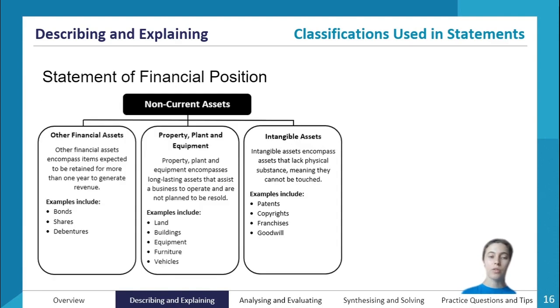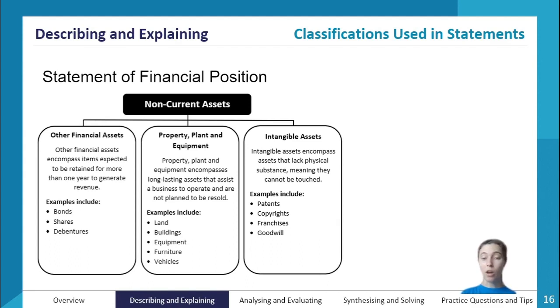So let's have a look at those three categories. We have other financial assets, which are items expected to be retained for more than 1 year to generate revenue. So bonds, shares, anything that is another investment that's going to generate revenue, hopefully. Property, plant, and equipment. So this is about those physical things that you have. So furniture, vehicles, land, buildings.